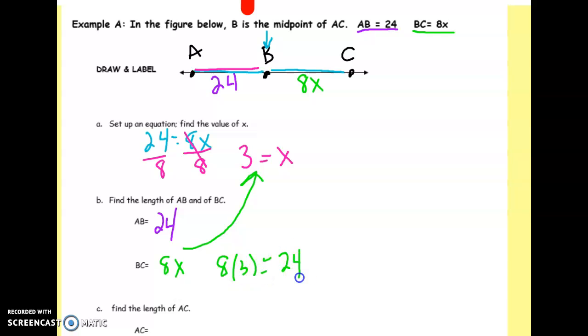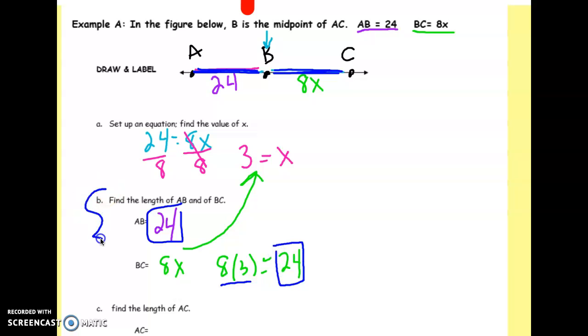gives us 24. Now just to stop and take a minute and think about this, we said earlier midpoints cut something into two equal parts. So in reality, AB is 24. Guess what BC should be? 24. And we do indeed find that AB is 24. We just pulled it from the problem. When we evaluated for x equals 3, we also got 24.